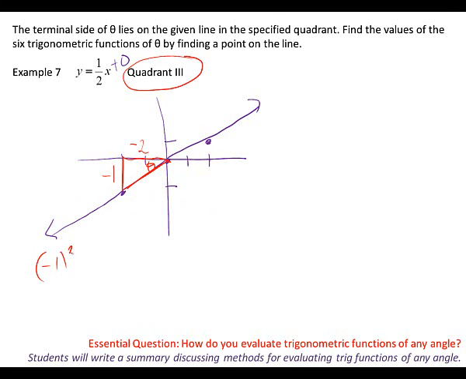Pythagorean Theorem. So negative 1 squared plus negative 2 squared equals x squared. So what's 1 squared? 1. Negative 2 squared? 4. So x squared is equal to 5, and we're going to take the square root of both sides, right? So it's square root of 5. All right, here's what I want you to do. I want you to try to find the 6 trig ratios from there. So I'm going to give everybody about a minute or so, maybe a minute and a half, to find all 6 right now.